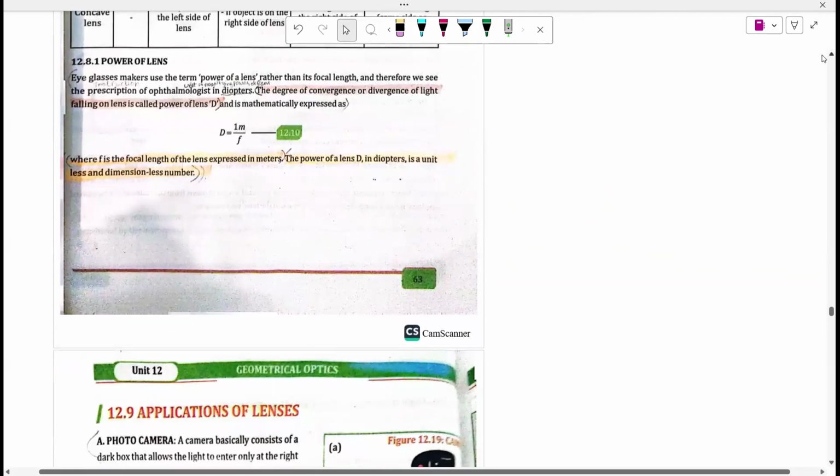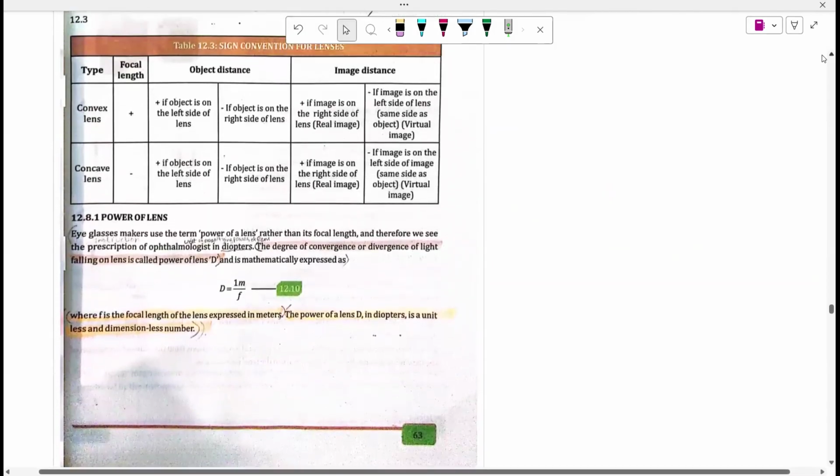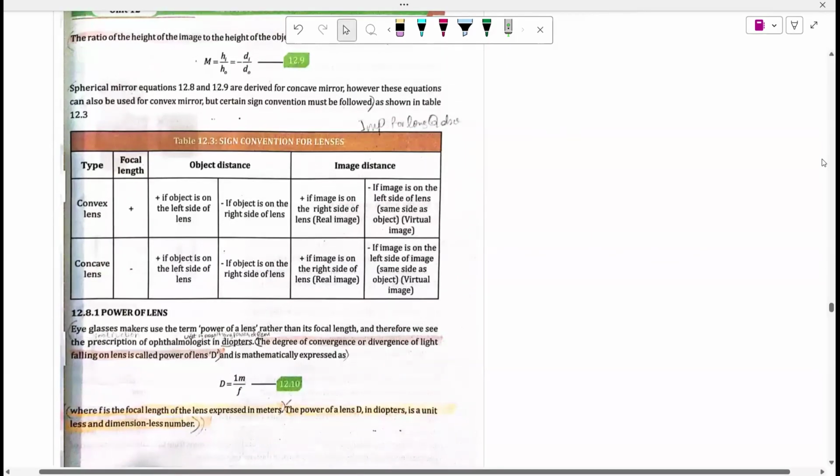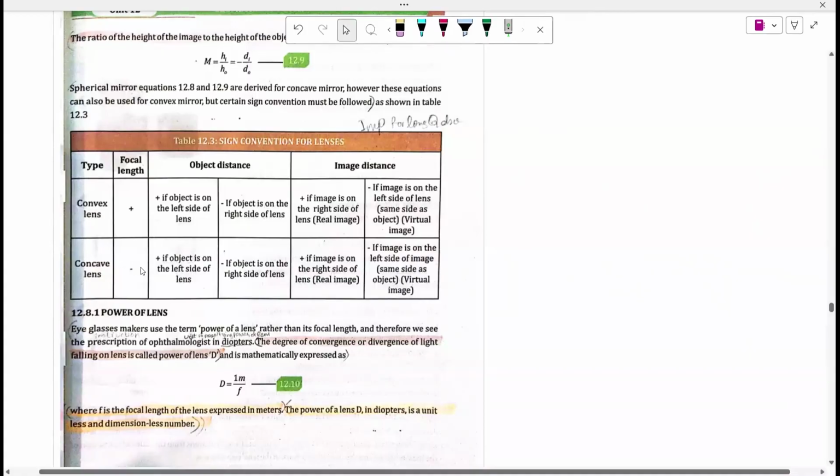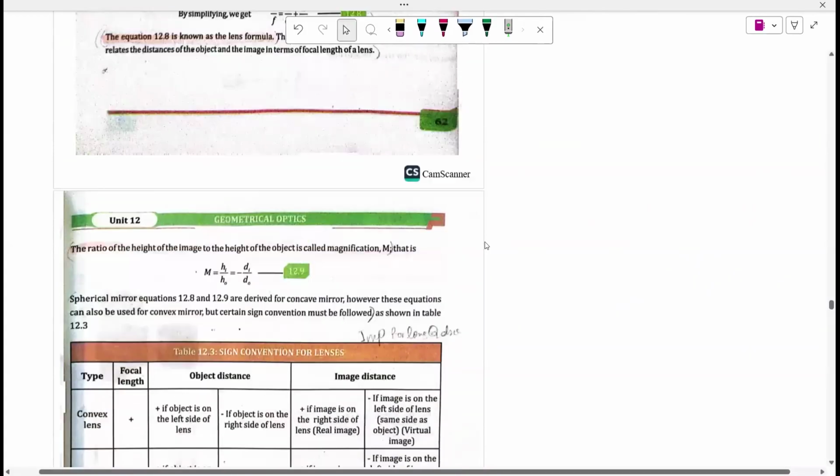Yes, let me walk you through the table. Convex lens focal length is positive, and concave is negative. Positive means real, negative means virtual. The object is on the left side of the lens, and the image is on the right side of the lens. I have explained all these points. You can go ahead and read it on your own.